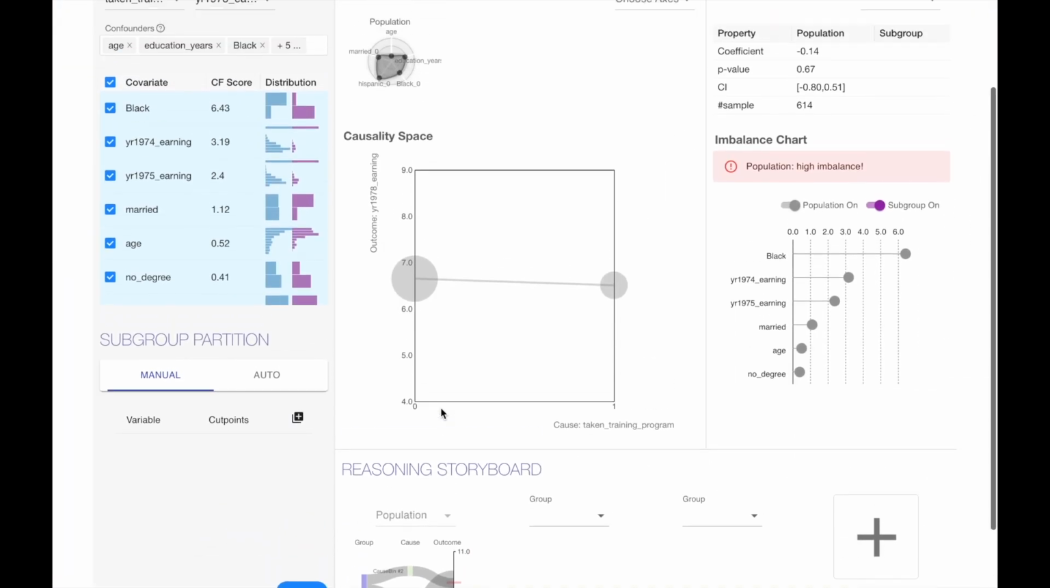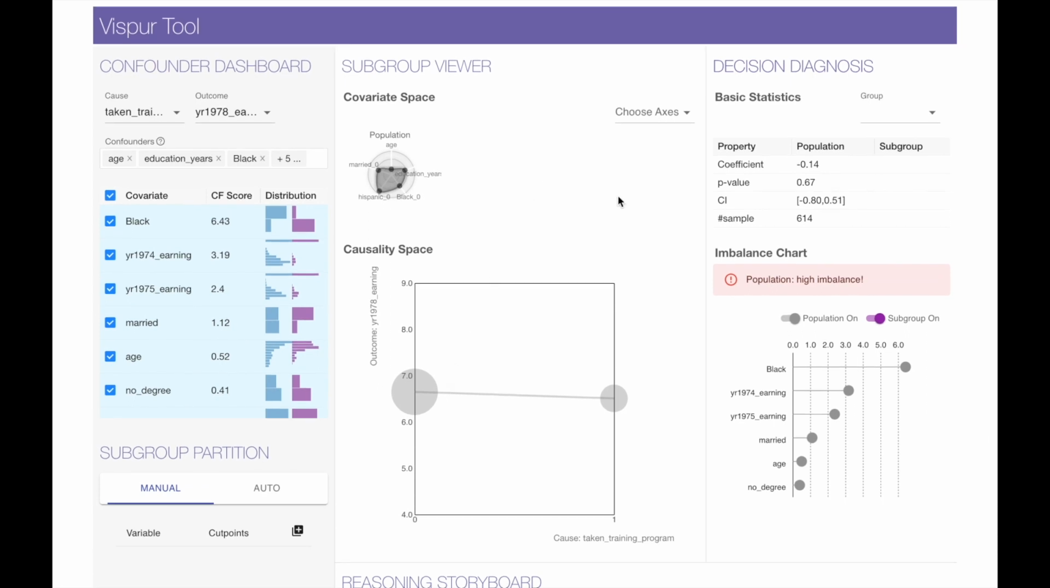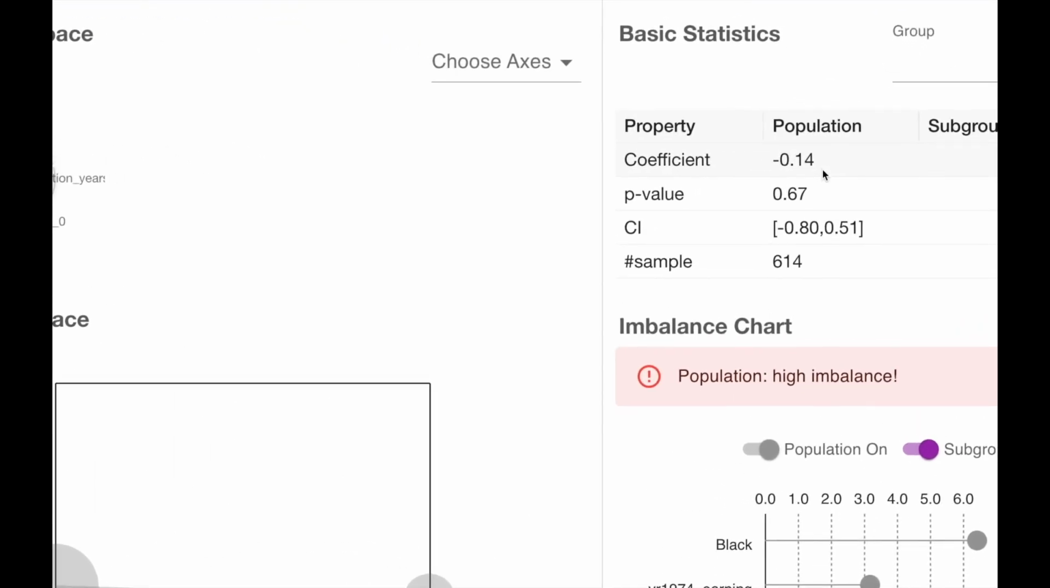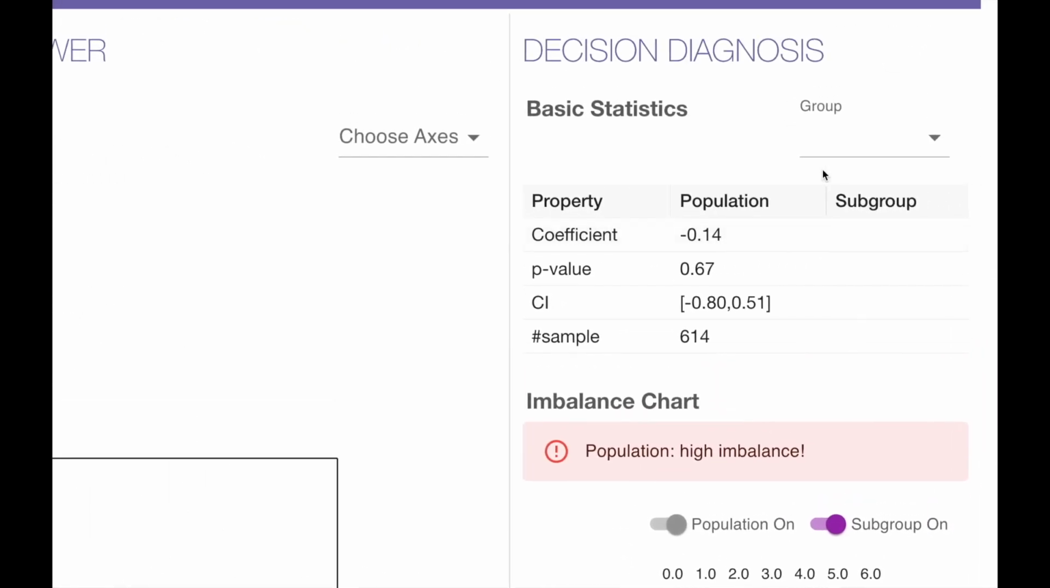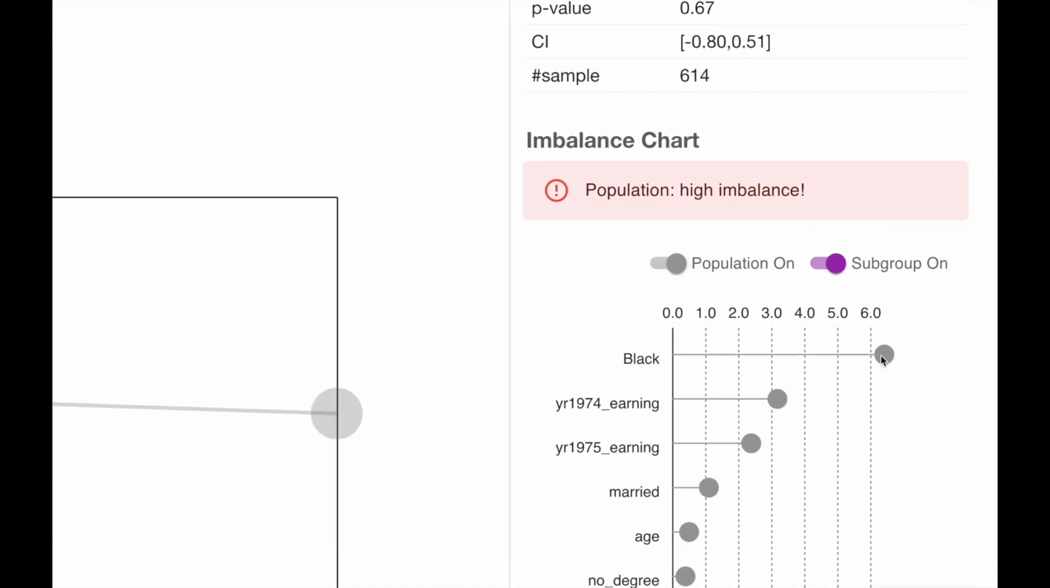However, we understand that association doesn't render causality, so the negative association could be spurious, and we cannot make such a conclusion for now. In decision diagnosis, the variable black has the largest imbalance score, implying that the treated and untreated individuals hold very large differences in their ethnicity.